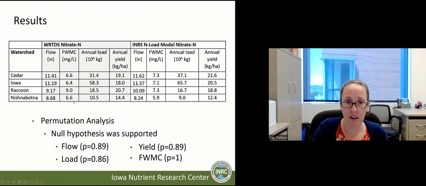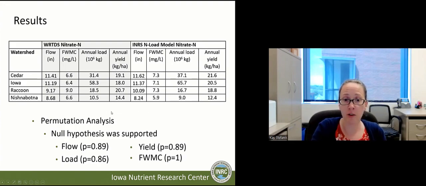For flow weighted mean concentration, WRTDS ranged from about 6.4 to 9.0, whereas the flow weighted mean concentration for the end load model ranged from about 5.9 to 7.3. Annual load for WRTDS ranged from 10.5 to 58.3. And we expected this big variation across all watersheds because some of these watersheds are a little larger. But we see comparable numbers for our annual load with the end load model, and similar for the yield as well.